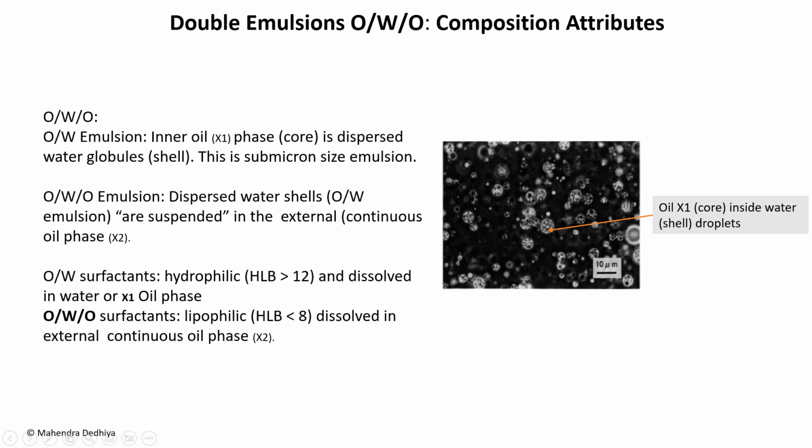The emulsifiers for oil and water are hydrophilic with an HLB of greater than 12 and can be dissolved in either water or the X1 oil phase. For oil, water, and oil, the emulsifiers or surfactants are lipophilic in nature, i.e., the HLB is less than 8, and are generally dissolved in the external continuous oil phase, which is shown here as dark, in a continuous phase.